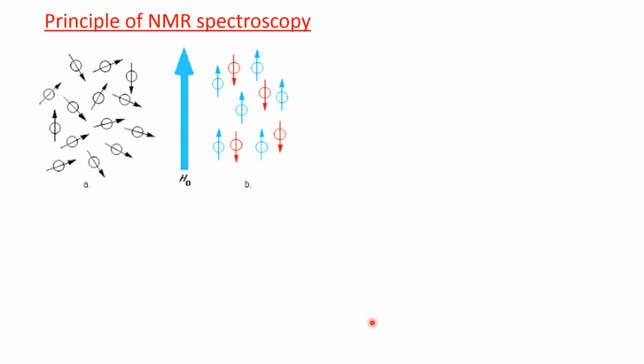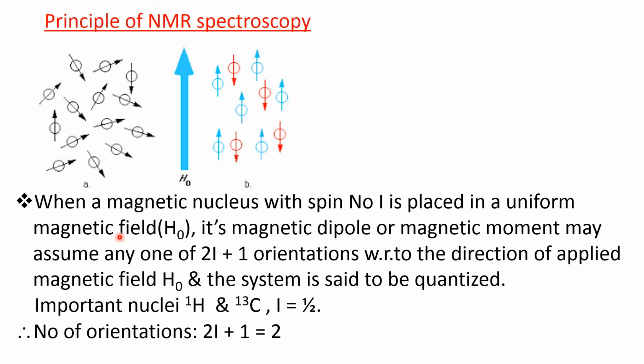So see, when a magnetic nucleus with spin number I is placed in a uniform magnetic field H0, its magnetic dipole or magnetic moment may assume any one of 2I plus 1 orientations with respect to the direction of applied magnetic field H0, and the system is said to be quantized. Important nuclei, proton and C13, I is equal to half. So, number of orientations 2I plus 1 is equal to 2.